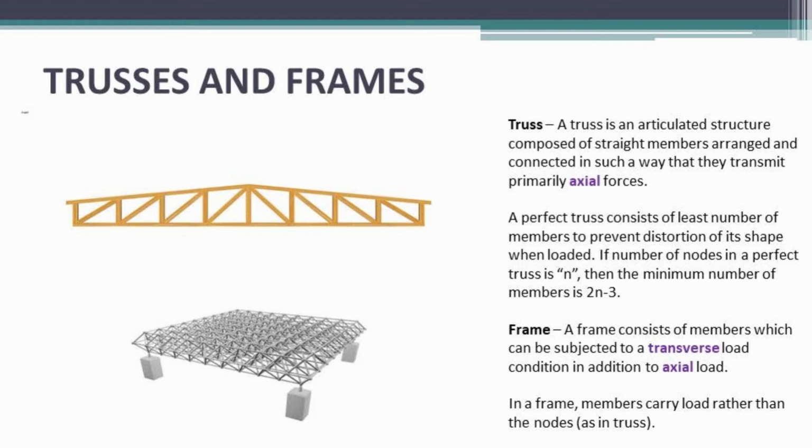Next is the frame. See, a frame consists of members which can be subjected to a transverse load in addition to axial load. In case of a truss, only axial load was being transmitted, but in case of a frame, both transverse and axial load come into play. Therefore, the members of a frame carry load at points other than nodes as well, or basically joints.